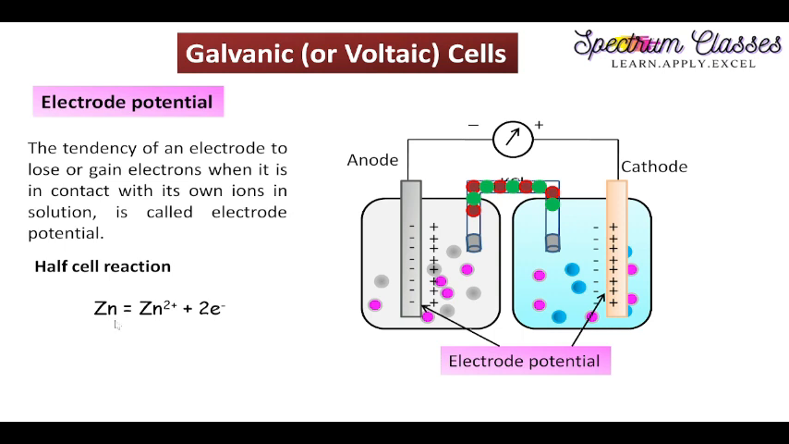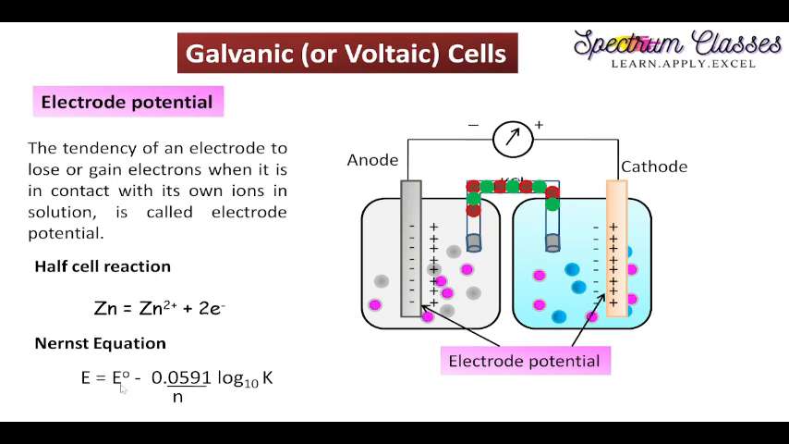The potential of this electrode is termed the half cell electrode potential, which is determined by the Nernst equation. In the Nernst equation, E stands for electrode potential: E is equal to E naught minus 0.0591 upon n log base 10 K. So what is K? Since this reaction is in equilibrium, K is zinc 2 plus upon zinc. Electrons do not take part here. So here n stands for 2 electrons.